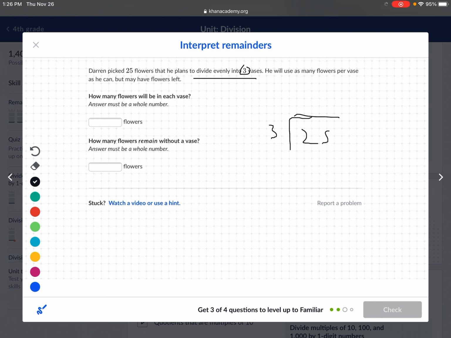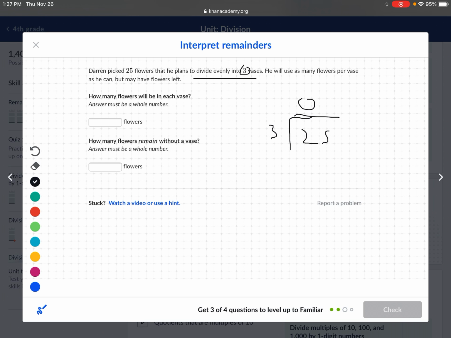Okay, let's start this problem. 3 and 2. 3 is more than 2, so even if you put 1, nothing will happen. Put a 0, move to 25. So 3 into 25. You can count the multiples. 3 times 5 is 15, 3 times 6 is 18, 3 times 7 is 21, 3 times 8 is 24. So I think that's the closest we can get.